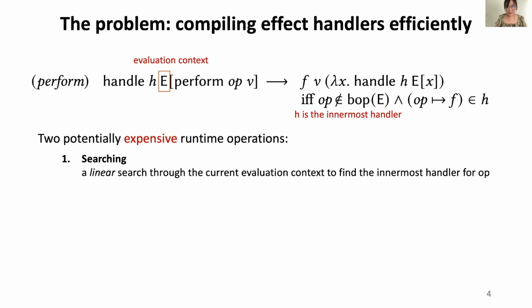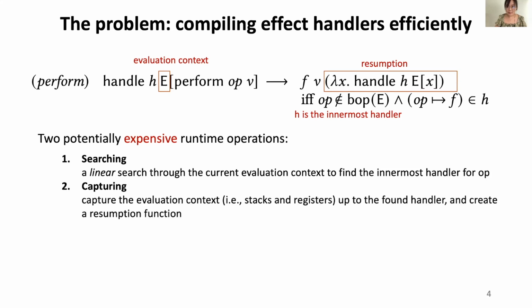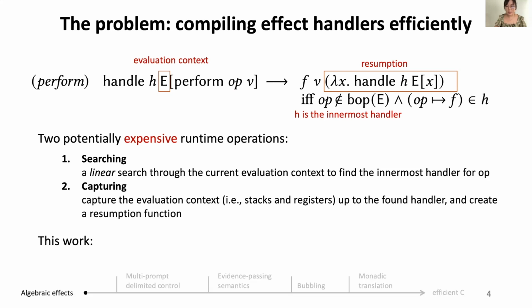Second, after finding the handler clause F, we need to provide the resumption. And that means we need to capture the evaluation context up to the found handler and create a resumption function. This is not only expensive, but might be impossible for some platforms like .NET or Wasm, where you have no access to stacks. In this work, we address these compilation challenges by presenting various refinements to algebraic effects.